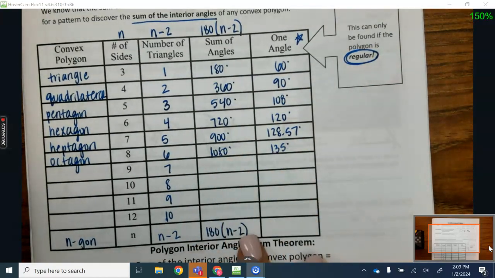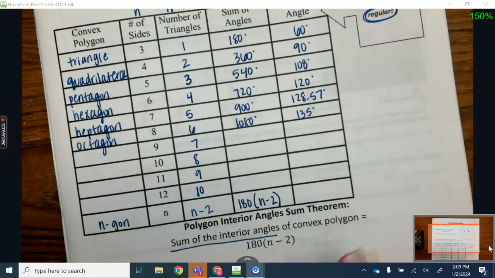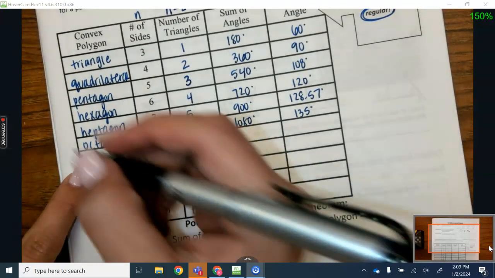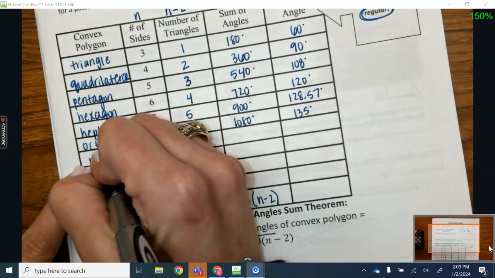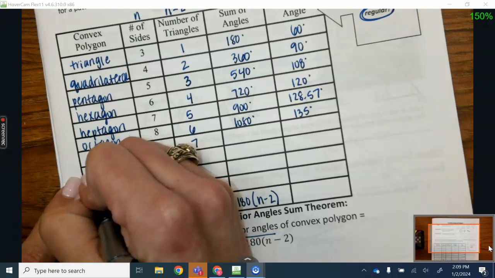Okay, so the same process for the rest. I'm just going to finish out the names. These are names that you will need to know, 3 through 12. So 9 is called a nonagon. 10 is a decagon.